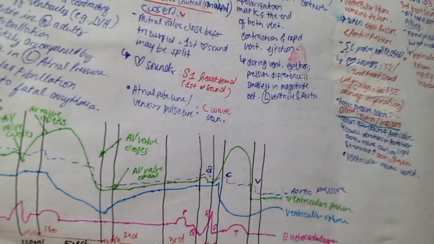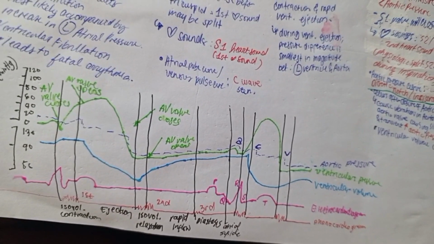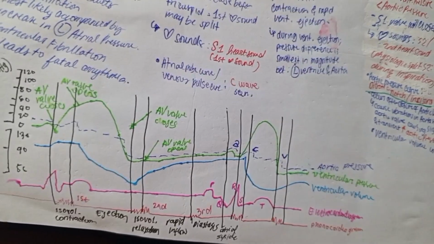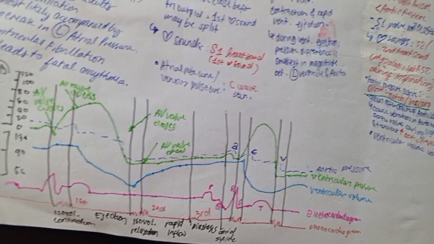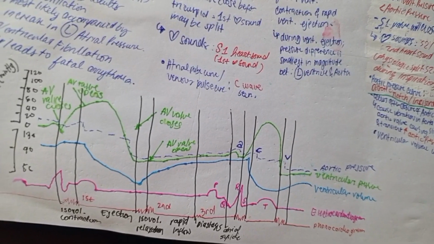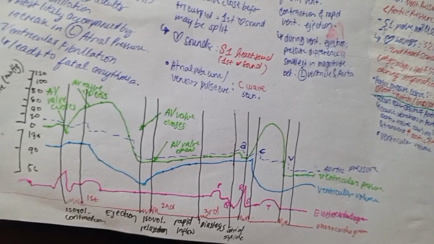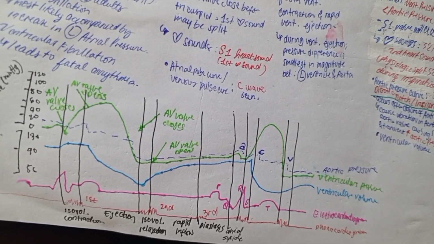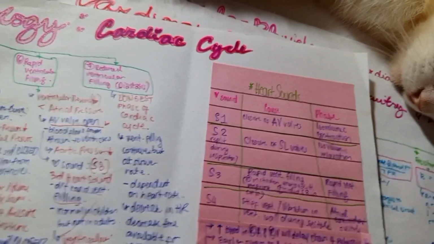And the last phase is the diastasis, which is the longest phase of the cardiac cycle, and the ventricular filling continues but at a slower rate. In this reduced ventricular filling, or diastasis, a decrease in HR increases the time available for ventricular filling. Now let's discuss the heart sounds.